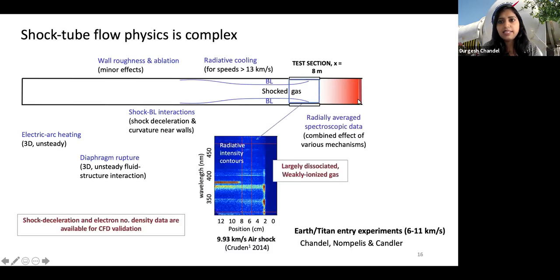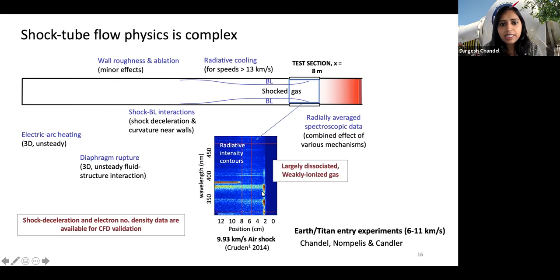Once the shock is there, CCD cameras capture the image of the shock. So I'm showing a sample test image published by Cruden. This is for an air shock at 9.93 kilometer per second. Basically, these are the radiative intensity contours of this region, and the x-axis is just the distance along this line, along this window of test.